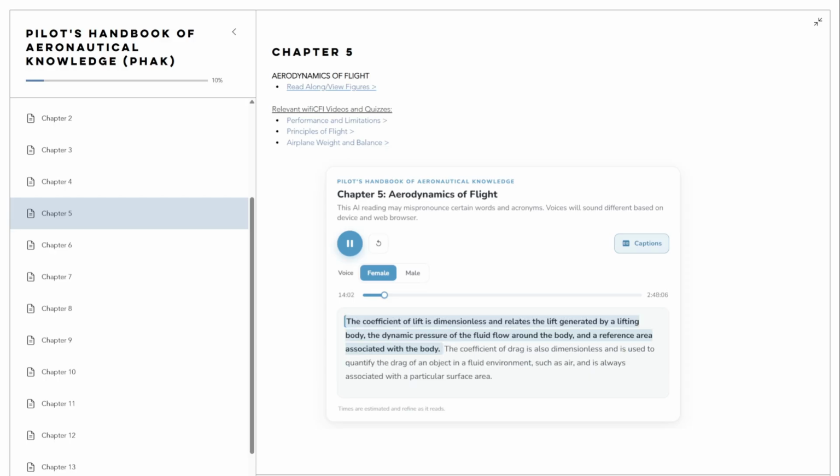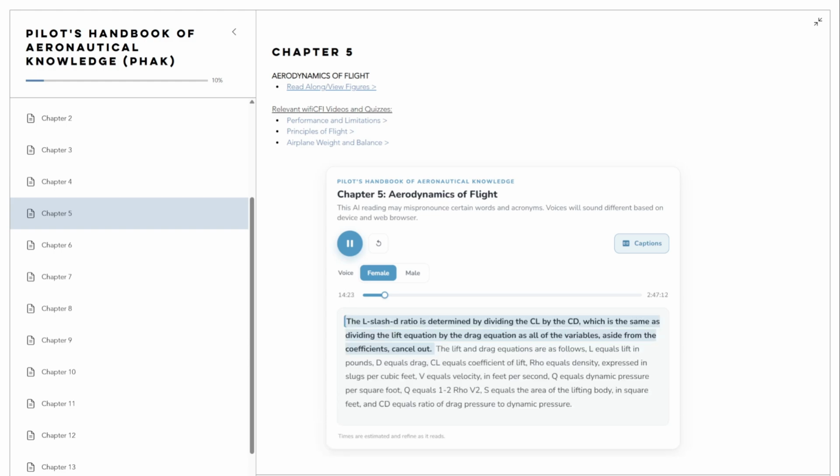The coefficient of lift is dimensionless and relates the lift generated by a lifting body, the dynamic pressure of the fluid flow around the body, and a reference area associated with the body. The coefficient of drag is also dimensionless and is used to quantify the drag of an object in a fluid environment, such as air, and is always associated with a particular surface area. The L/D ratio is determined by dividing the Cl by the Cd, which is the same as dividing the lift equation by the drag equation, as all of the variables, aside from the coefficients, cancel out.